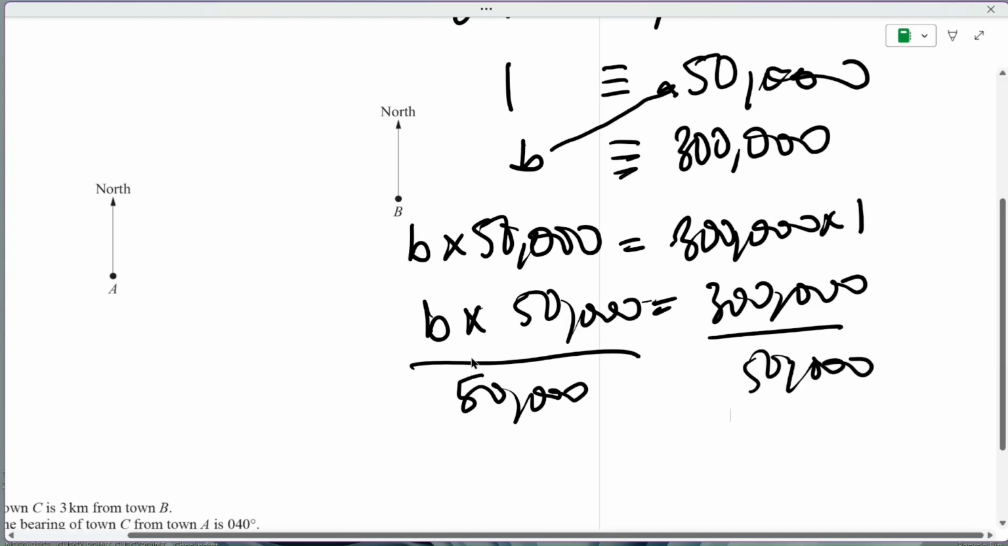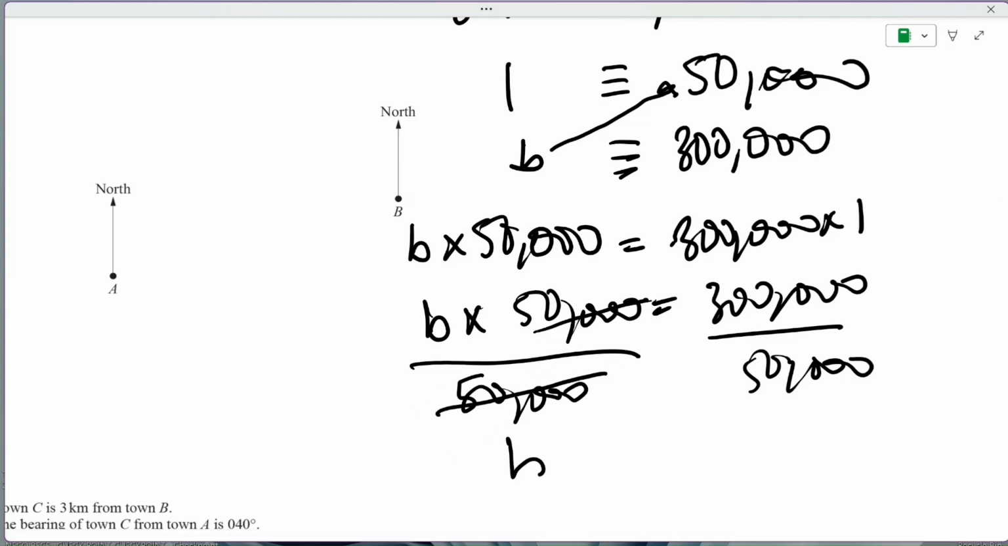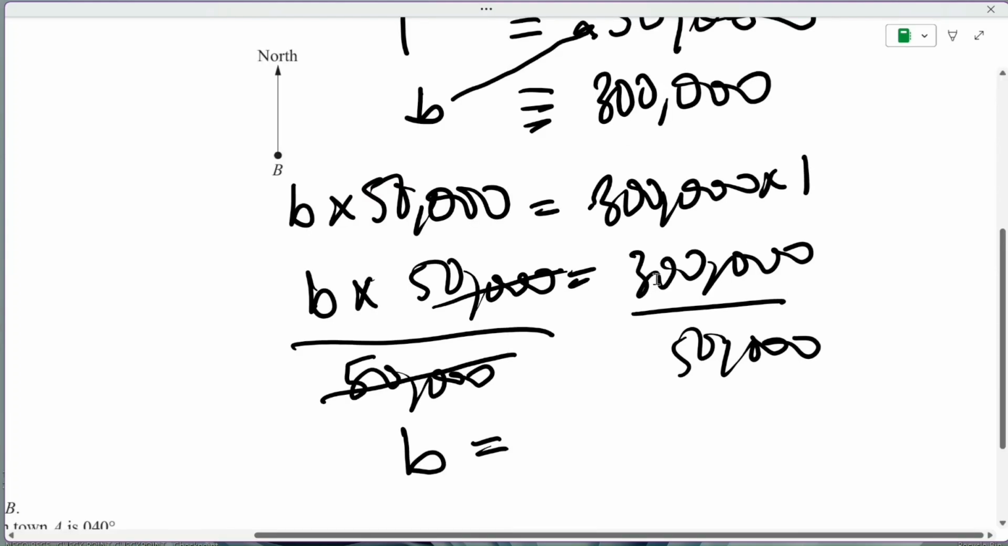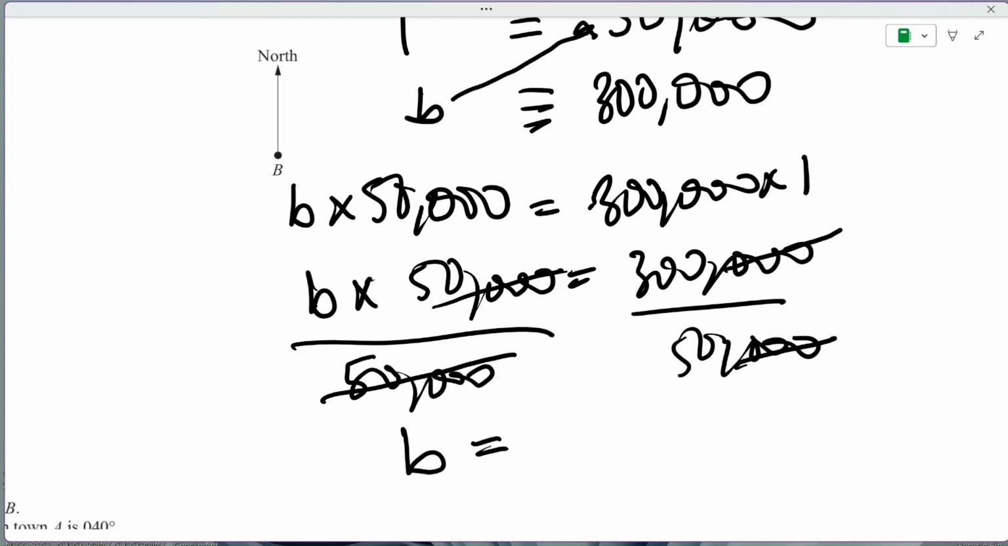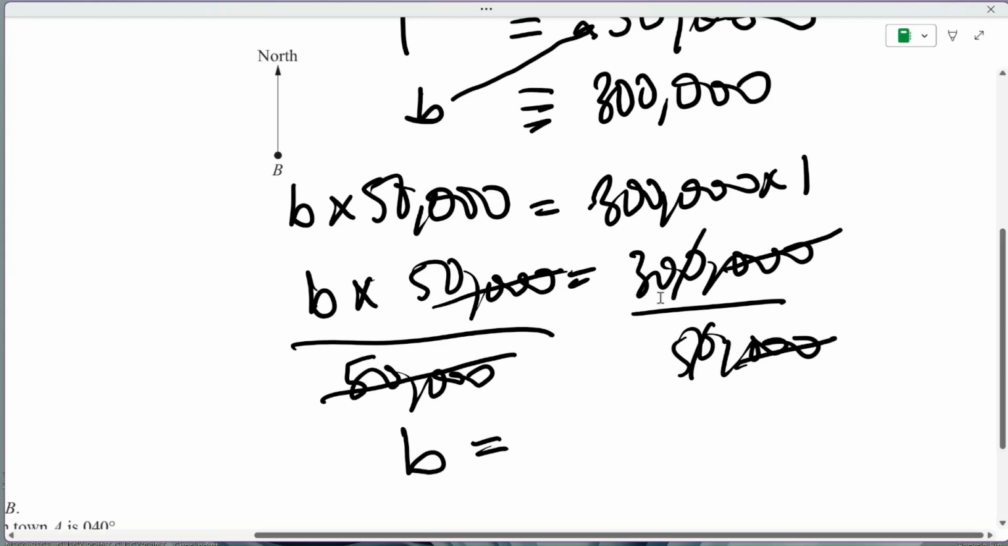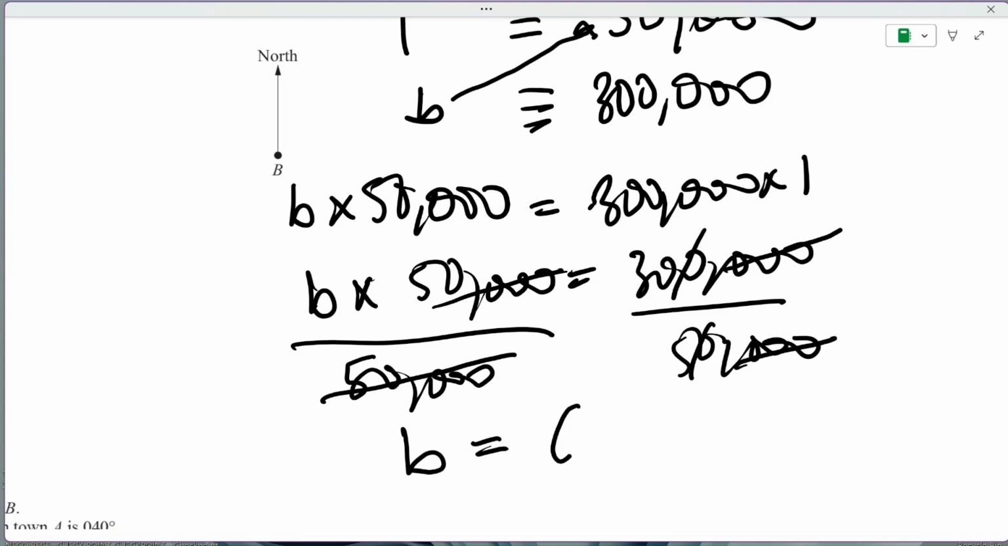The 50,000 is linked to the b by multiplication. So to get it off, you have to divide both sides by 50,000. So 50,000 cancels 50,000. You'll be left with b equals 300,000 divided by 50,000. The 3 zeros behind cancel themselves out, then this 0 cancels this. You'll be left with 30 over 5. That's 30 divided by 5, which is 6.